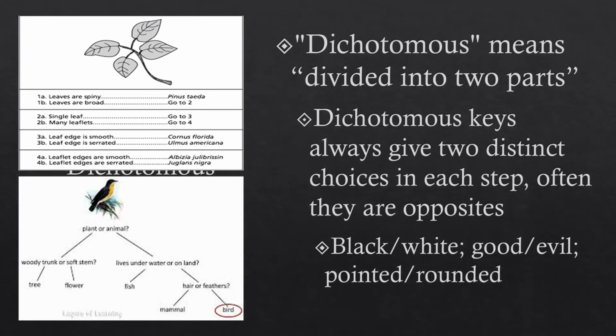Now, when it comes to dichotomous keys, they're actually very simple to use, because dichotomous means divided into two parts. So a dichotomous key always gives two distinct choices in each step, and often they are very opposite of one another. Black, white, good versus evil, pointed versus round, plant or animal. And so these are usually very distinct choices. It's kind of like a choose your own adventure story. If you've ever read one of those, it's like, do you go through the door? Do you walk down a hallway? And it makes you flip to different points in the book to determine what the outcome is going to be.